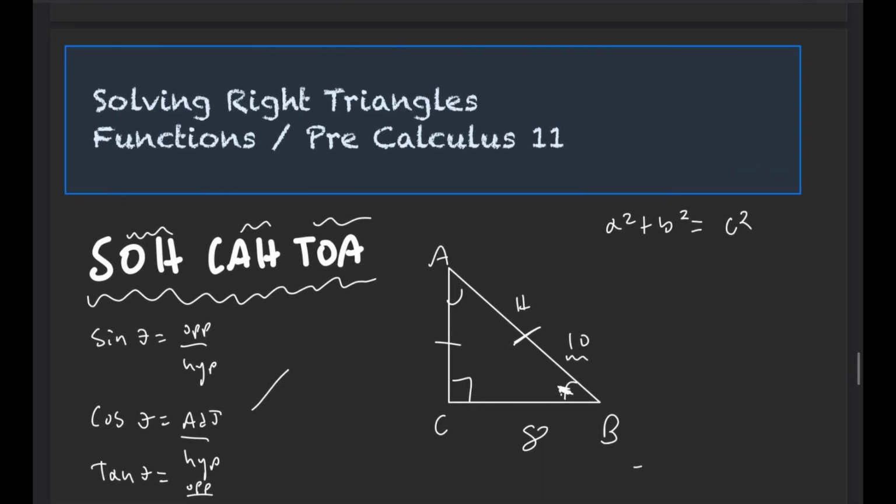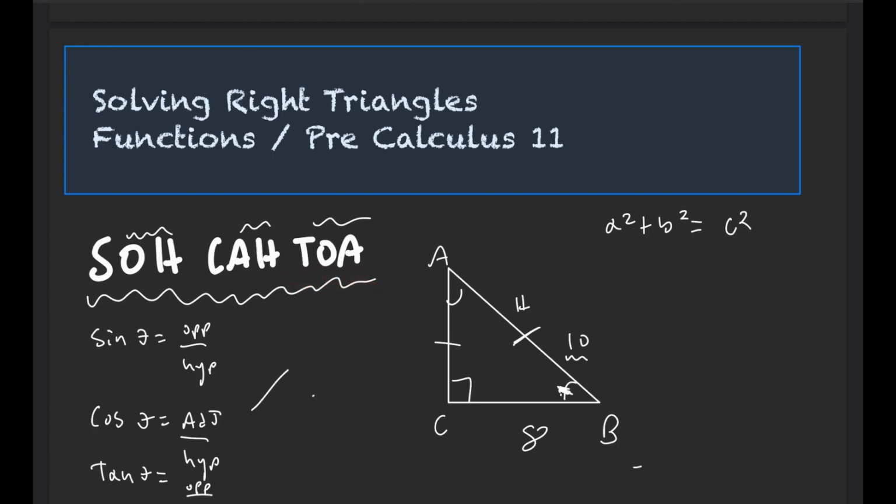Okay, now let's talk about solving right triangles. The way we can do this is using the mnemonic SOHCAHTOA. Basically, it's using sine theta is equal to opposite over the hypotenuse, cosine is adjacent over the hypotenuse, and TOA is tangent is equal to the opposite over the adjacent.